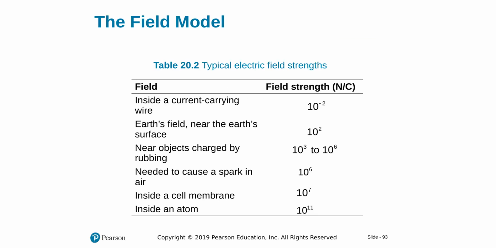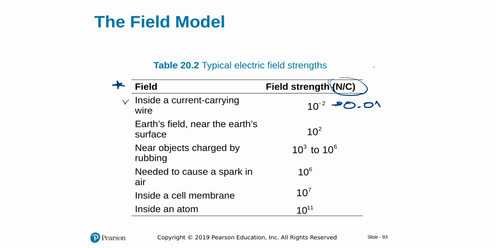This table is overall summarizing the typical physical values of electric field inside a current carrying wire. It's of the order of 10 to minus 2, so about 0.01 or around there. And the unit for electric field is Newton per Coulomb. Keep that in mind. We always want to keep the units.